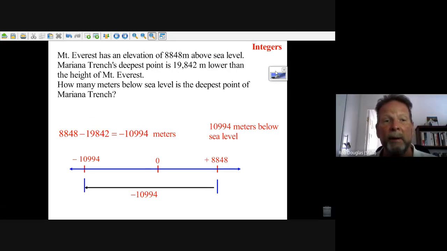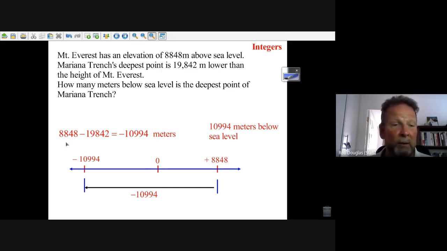The next one is about integers. Now, here's the word problem. Mount Everest has an elevation of 8,848 meters above sea level. The Mariana Trench's deepest point, it's in the ocean, I think, way deep in the ocean, is 19,842 meters lower than the height of Mount Everest. How many meters below sea level is the deepest point of the Mariana Trench? So that's way down in the ocean.